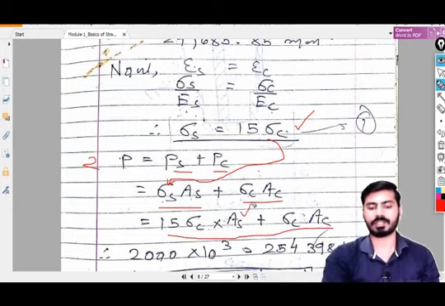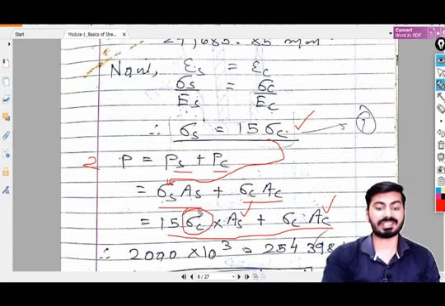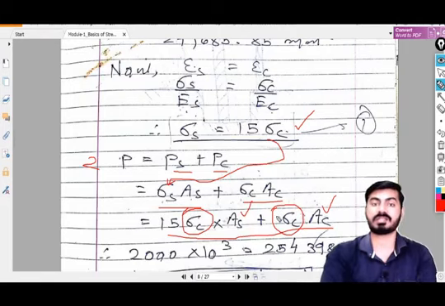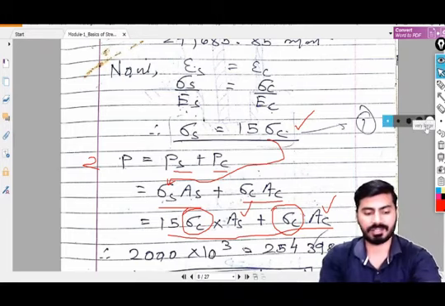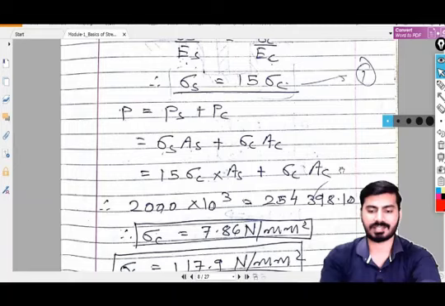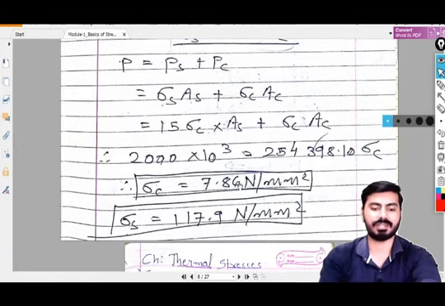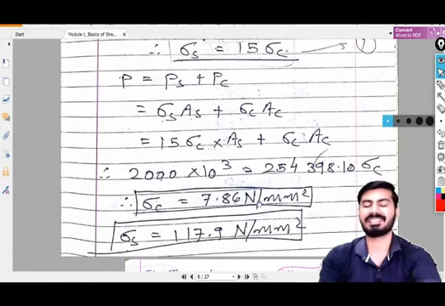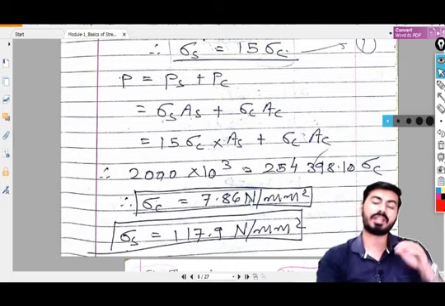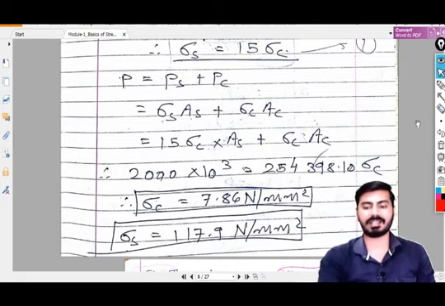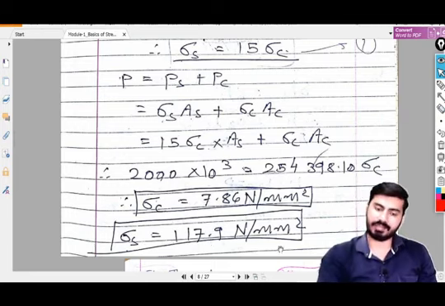Now we know the value of the steel area and the concrete area, but we do not know the value of sigma steel and sigma concrete. So sigma concrete is the only unknown in this equation. If you make it the subject and calculate the rest, then the sigma C answer will be 7.86 Newton per mm square, and put this value in equation number 1 to get the answer as 117.9 Newton per mm square.